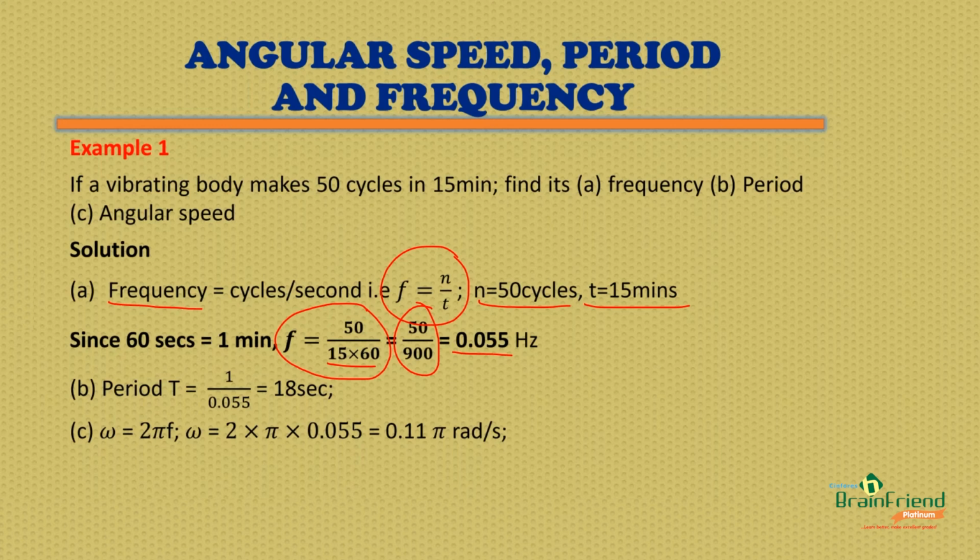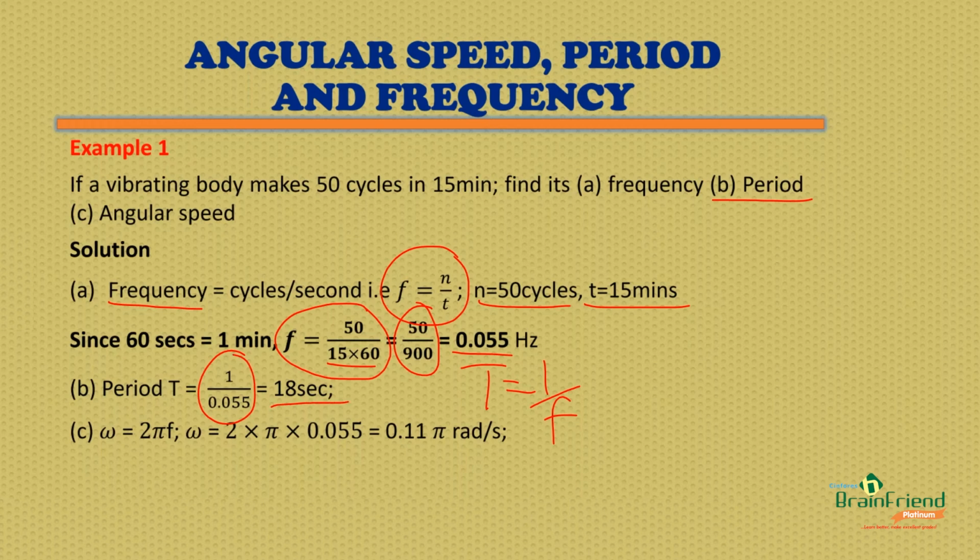The next parameter we'll be solving for is period. And remember that period is the inverse of frequency. That is, t is equal to 1 over f. Substituting 0.055 for frequency in this equation, we have t is equal to 1 over 0.055. This gives us 18.18 seconds, which is approximately 18 seconds.